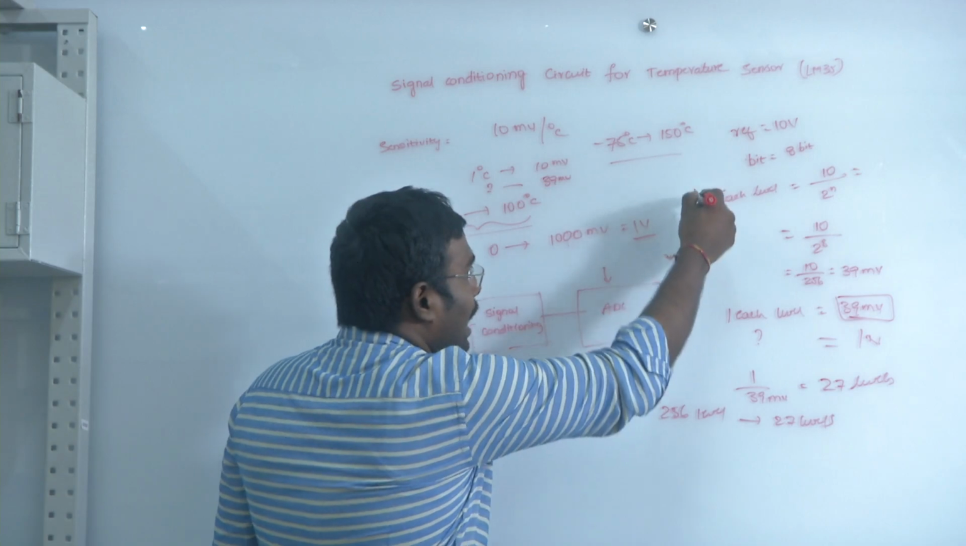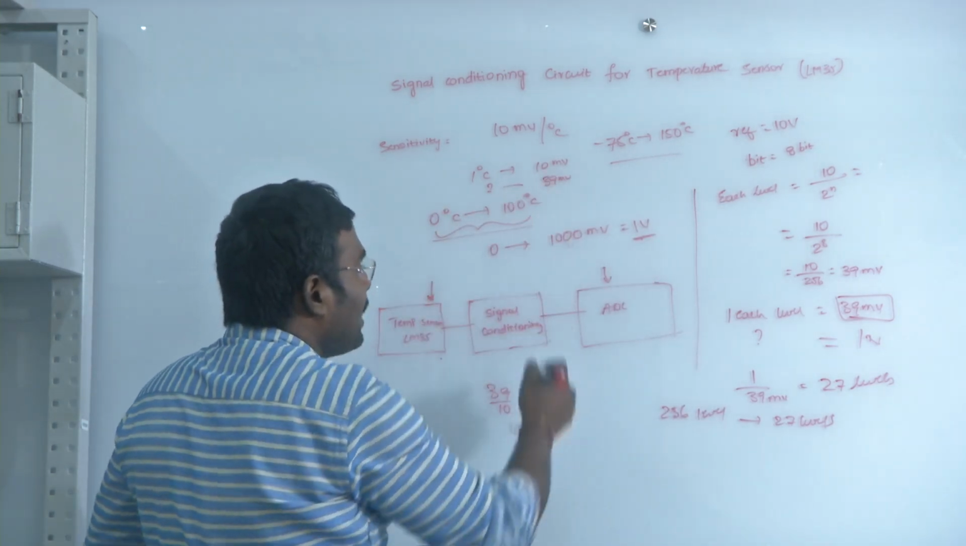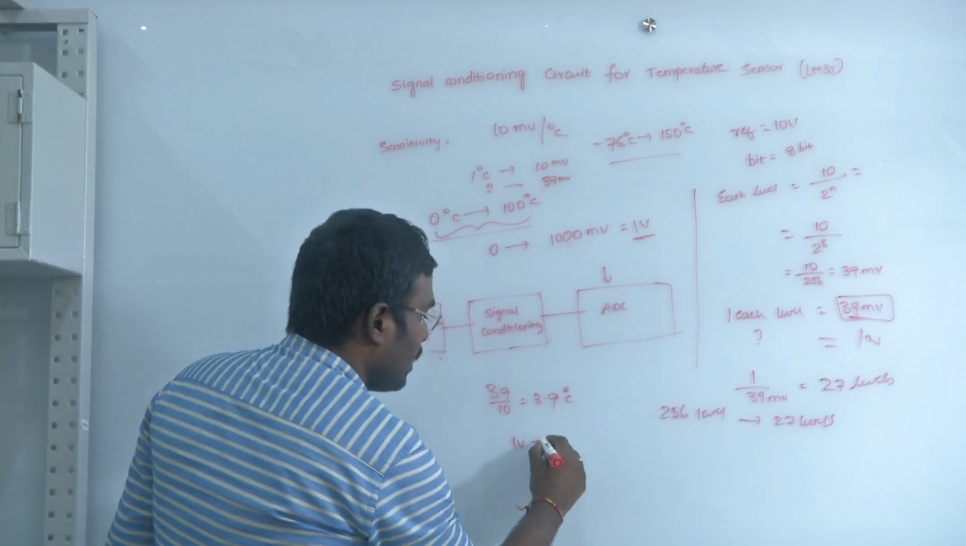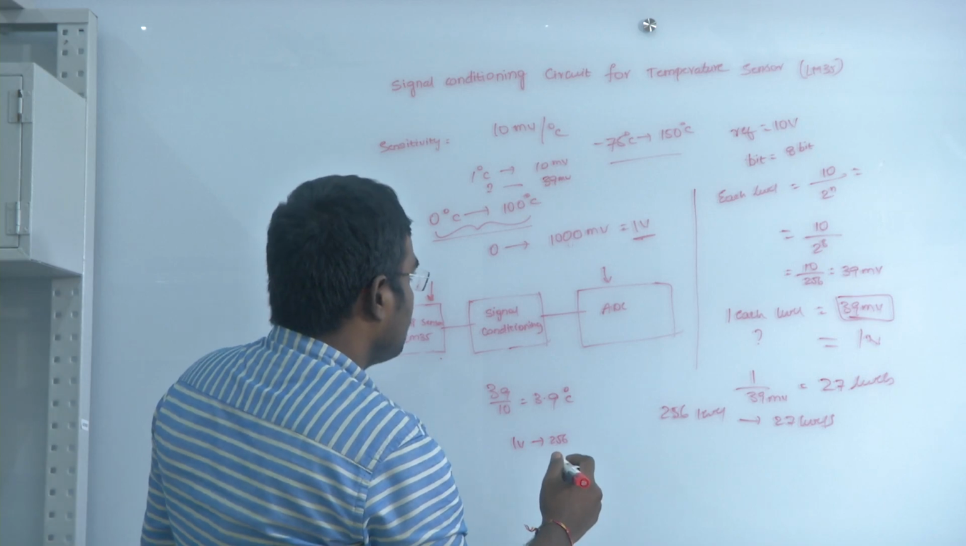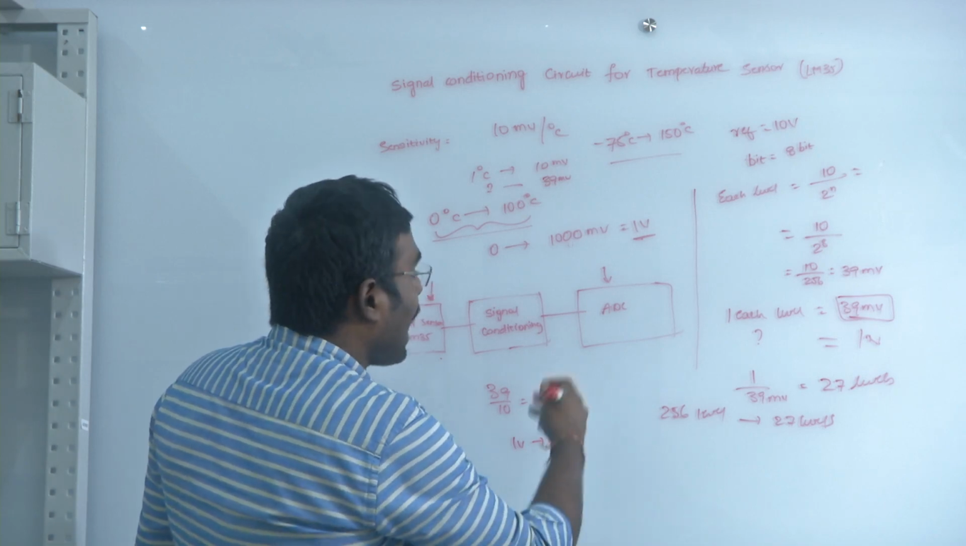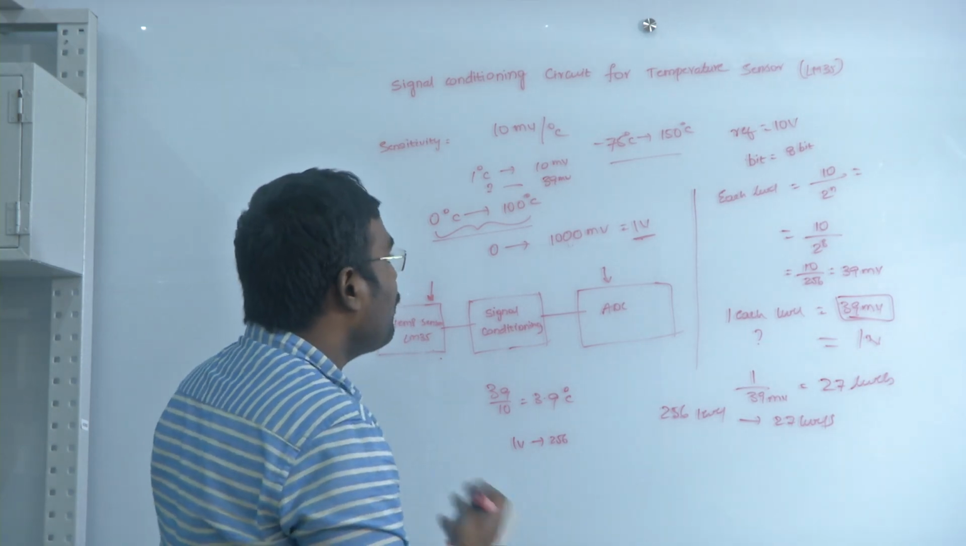Whereas if I utilize the complete levels of the ADC, then this complete 1 volt will be divided into 256 levels, and the accuracy as well as the resolution of the complete system will be higher. But how do we do that?